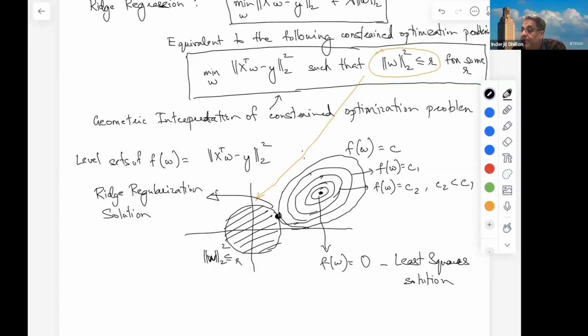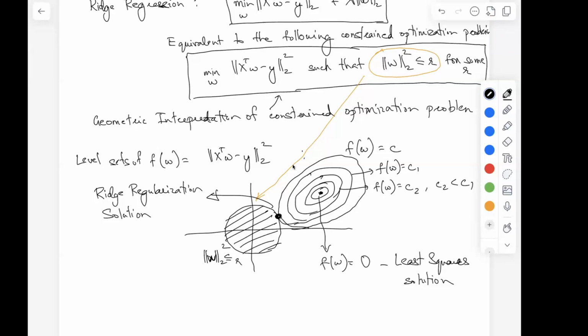Okay, so that is an interpretation of ridge regularization. Any questions about that? Is there a relationship between R and lambda? Yeah, so basically for every lambda there exists an R, but there's no straightforward relationship.